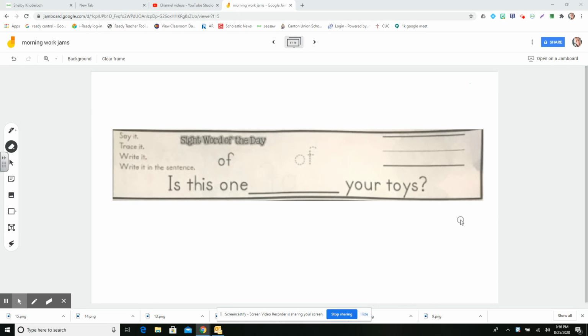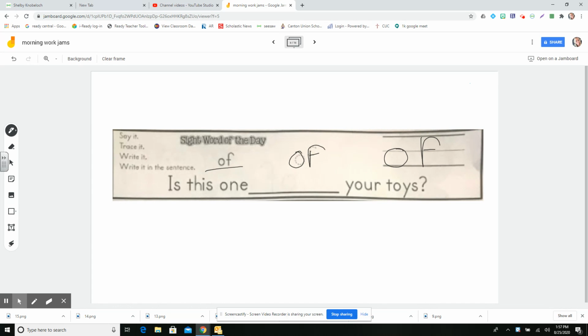So we need to say the word of. We need to trace the word of. And then we need to write the word of. Look at my O. My O does not cross that middle line. Now we need to put it inside the sentence.